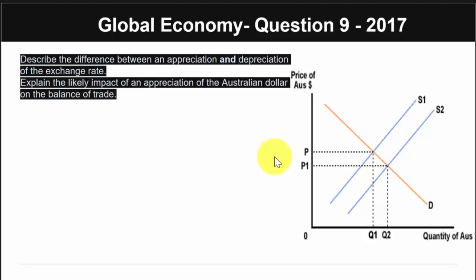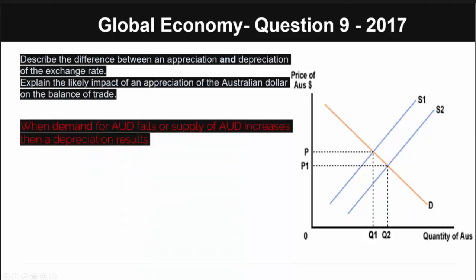Here's question 9 from 2017. Describe the difference between the appreciation and depreciation of the exchange rate and the likely impact of an appreciation of the Australian dollar on the balance of trade. Like with most questions, I try to use an example of a supply and demand diagram. You can see here that if you go from S1 to S2, it means that there's been a depreciation. So we've got a lower exchange rate but at a higher supply of Australian dollars.